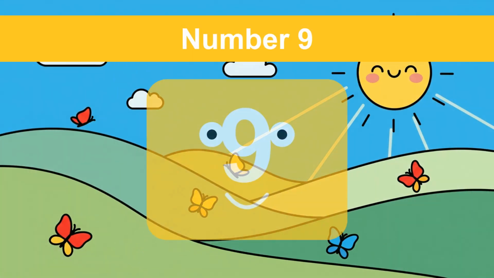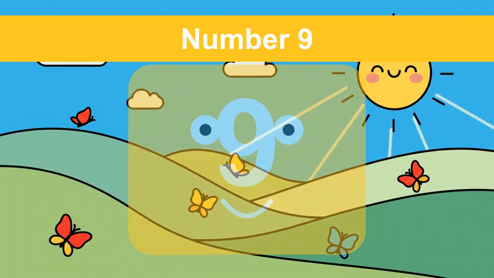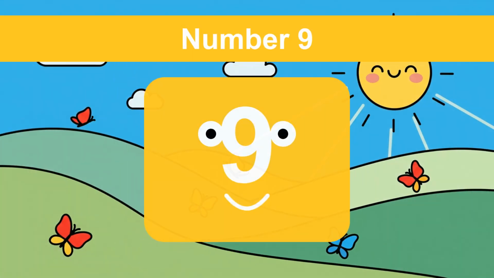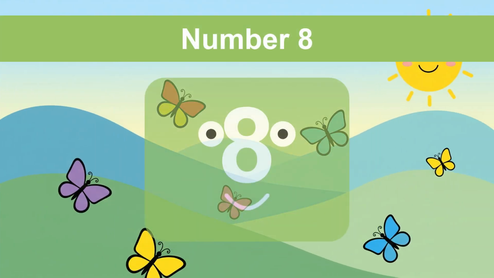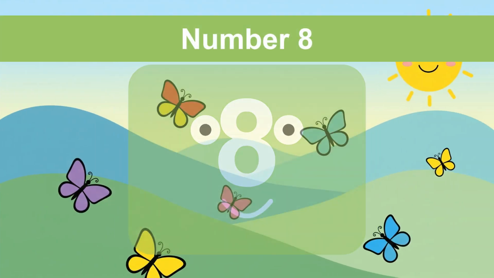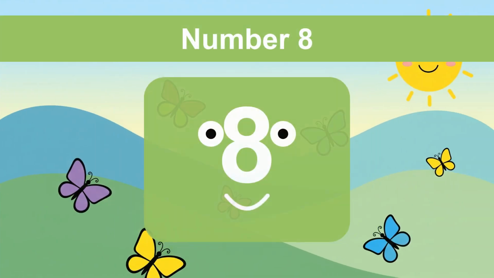Next, we go backward to number 9. Say 9 with me. 9. Going backward from 9, we have number 8. Let's say 8. Great job.